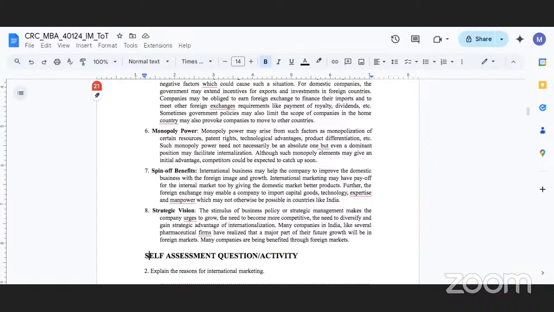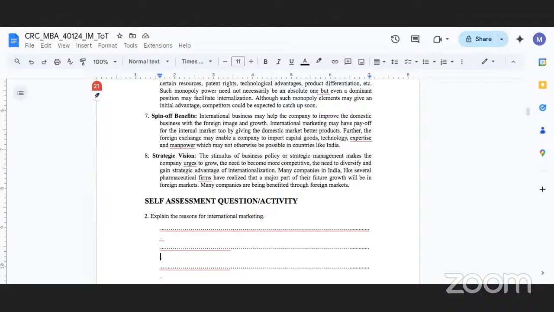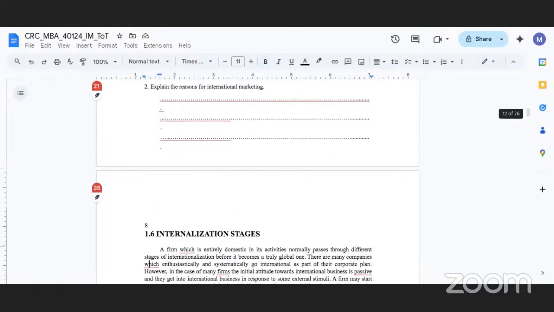And the final point is in terms of a strategy vision. So here the company is saying that I'm not looking at just India, I'm looking at foreign markets, say pharmaceutical firms. For example, Dr. Reddy's Labs sells many of its products, bulk drugs, beyond the Indian market. So these are some things that we need to consider.